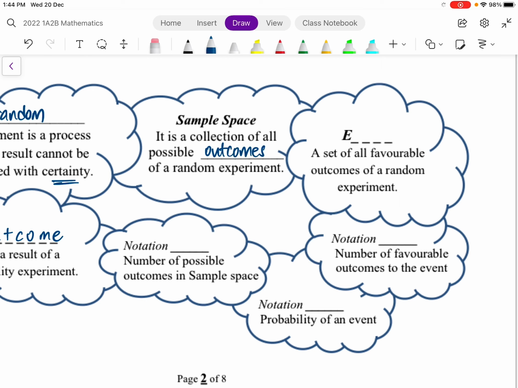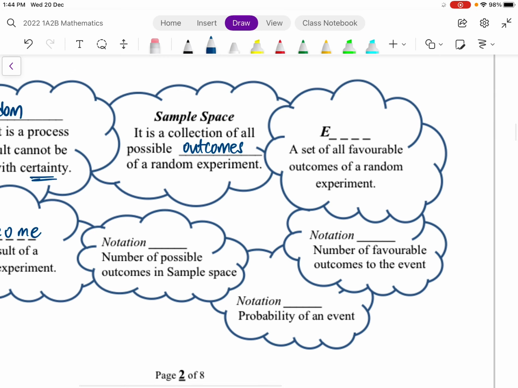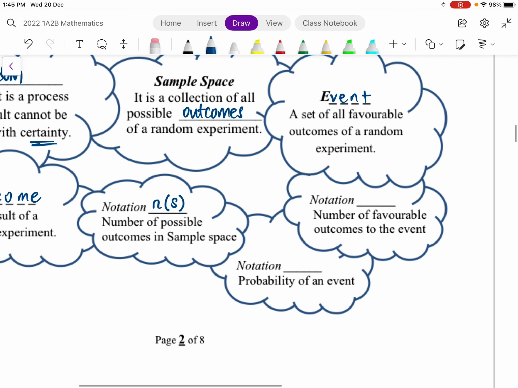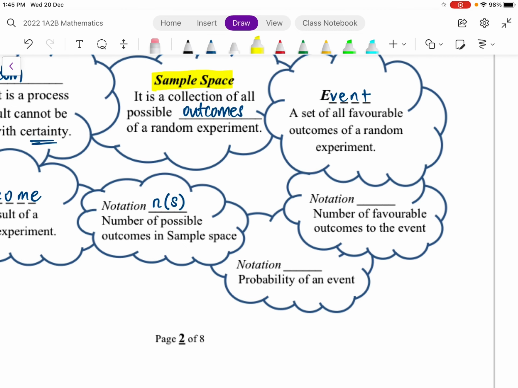In the case of tossing a coin, it is either heads or tails. Next, we have event. It is a set of favorable outcomes of a random experiment. And then we have this thing called notation. The way we write it, small n open bracket capital S. This is not multiplication. It is not n times S. It is just a short form of writing the number of possible outcomes in the sample space.